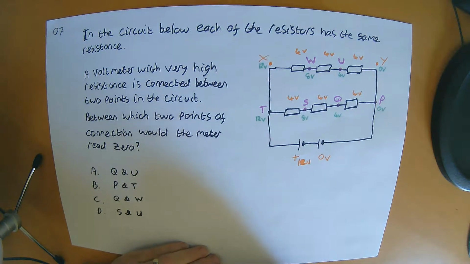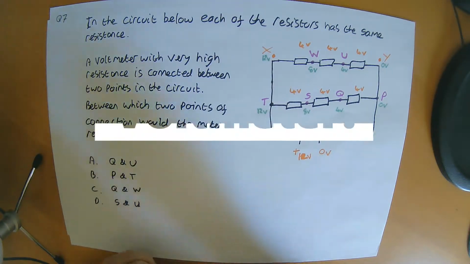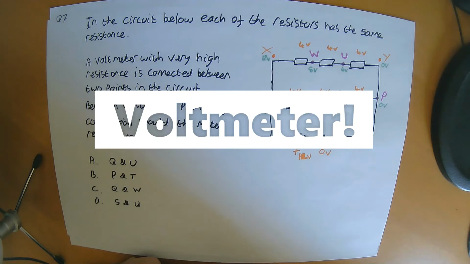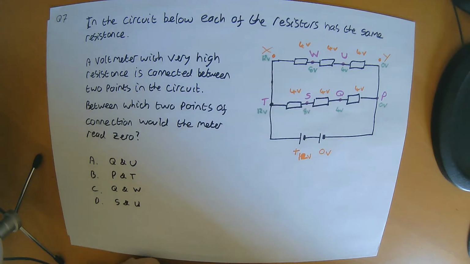Now, in order to decide whether or not the resistor will read 0, we just have to compare the potentials at the 2 points. And the only pair of points here which have the same potential are Q and U. Both of them 4 volts, so the answer is A.